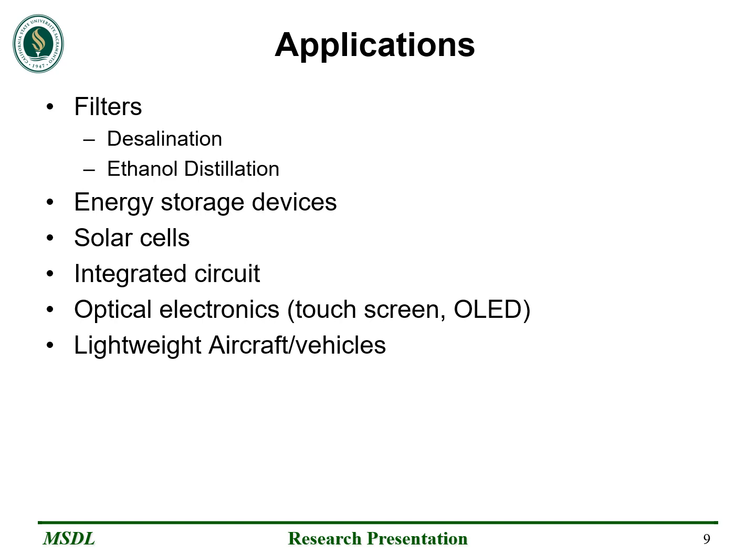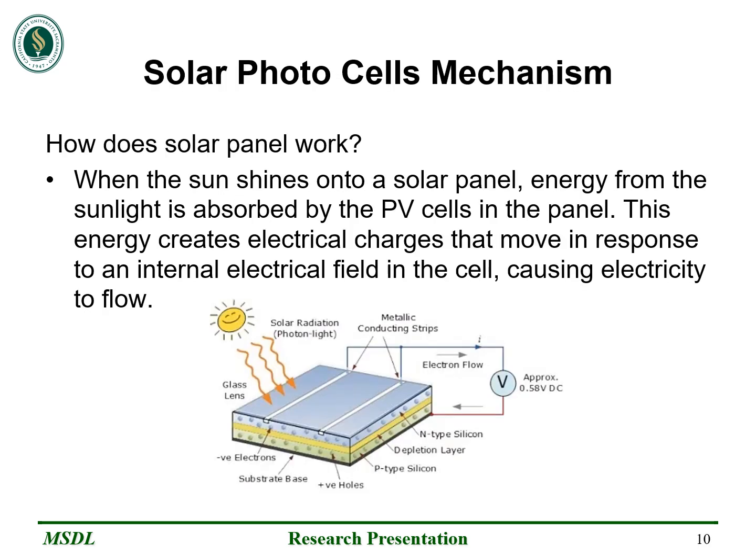Due to its light weight, it can be used in aircraft and other vehicles. Let's talk about how a solar panel works. Solar panels work by converting sunlight into electricity through a process called the photovoltaic effect. The basic components of a solar panel include photovoltaic cells, a frame, a glass lens, and wiring.